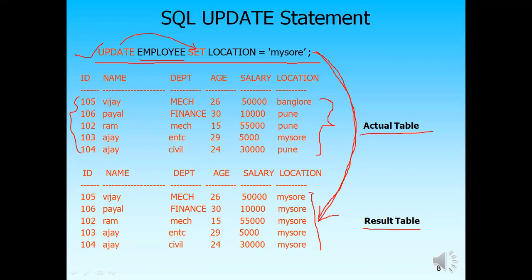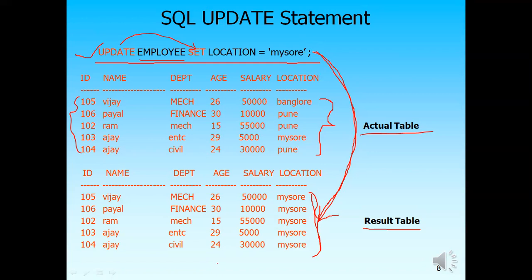records. Why is it all the records? Because we have not mentioned any criteria for the update. So without any criteria, it will update all the records in the table. I hope, students, you are clear with this.